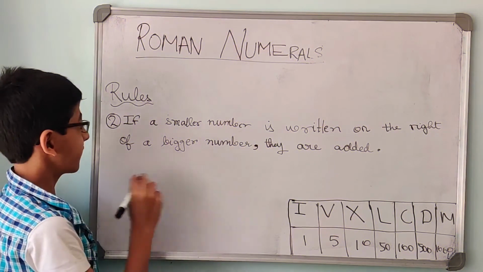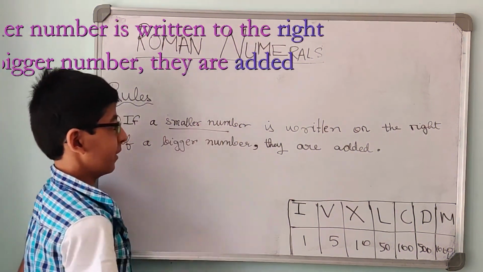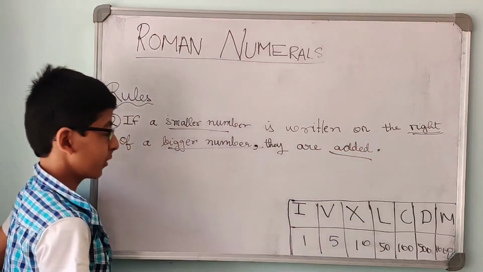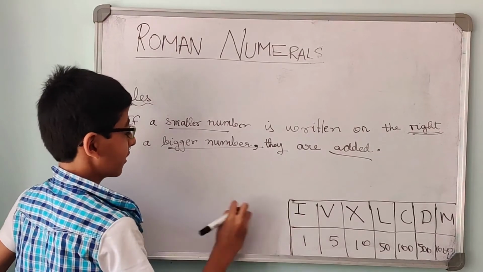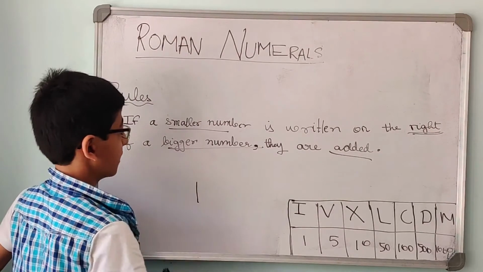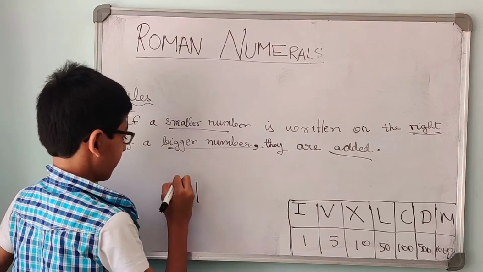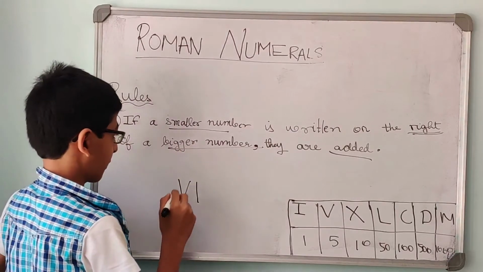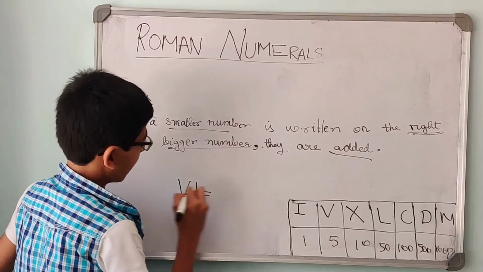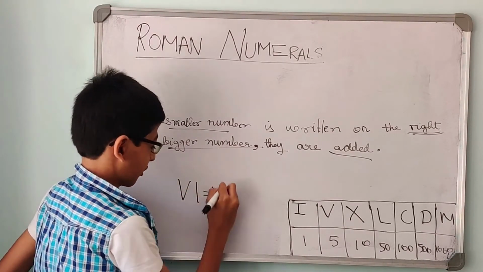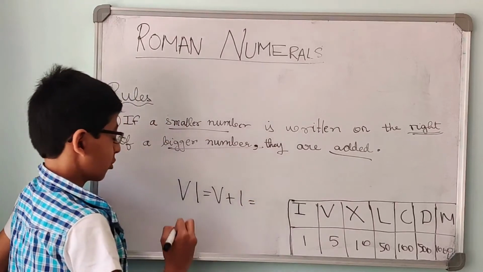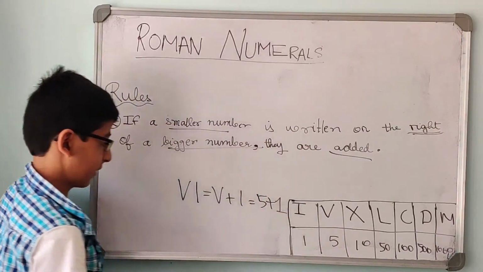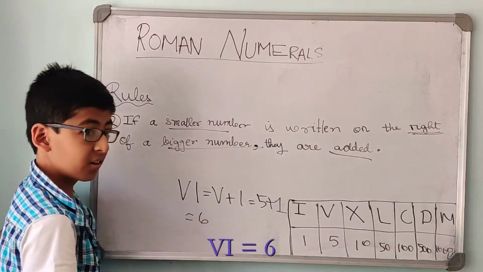Now let us know our second rule. If a smaller number is written on the right of a bigger number, they are added. So what does this mean? Let us take the smaller number as I, written on the right of the bigger number V. This means that they are added. So VI is V plus I. V is 5 and I is 1. So once we add this up, we get 6.